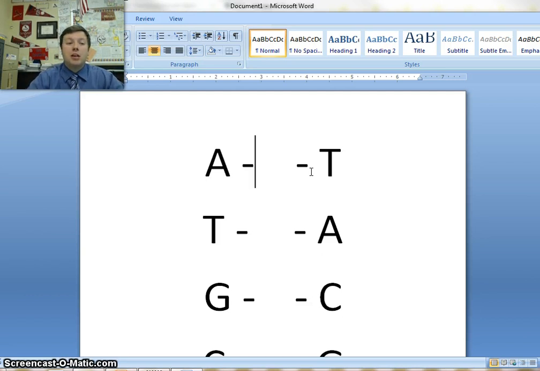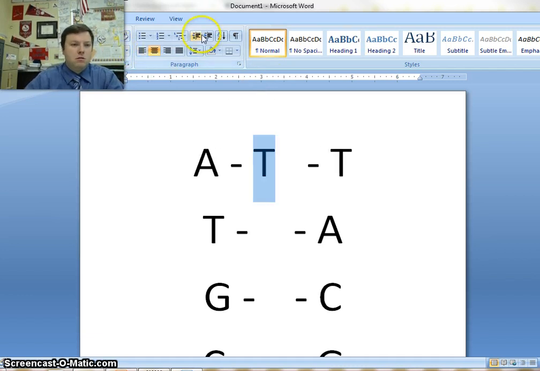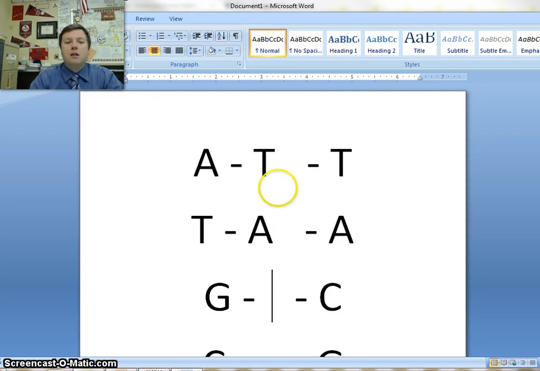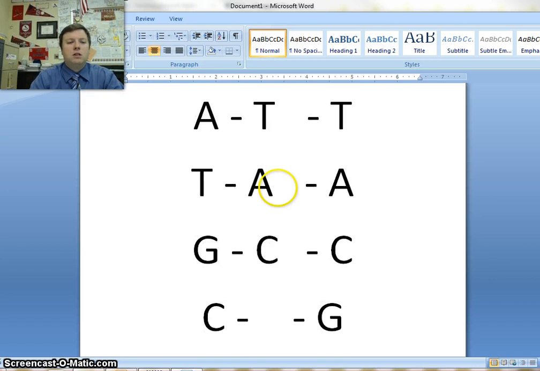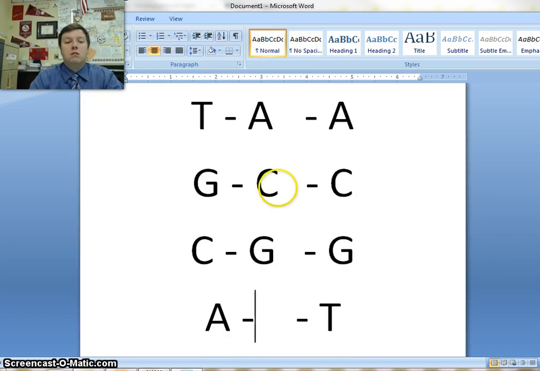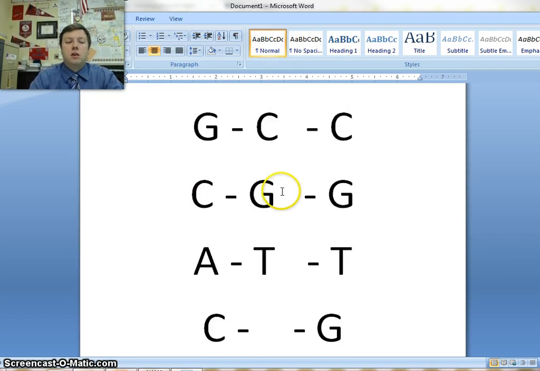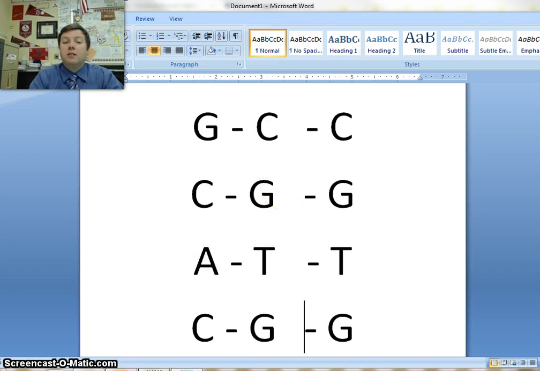So the next enzyme that comes in is DNA polymerase. So here's an A. Let's change colors here. It's going to pair it with a T. Here's a T. It's going to pair it with an A. Here's a G, C, C, G, and A, T, C, G. Pretty straightforward. Let's look at the other side.